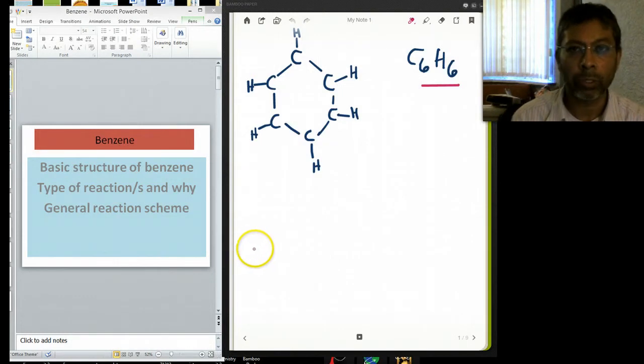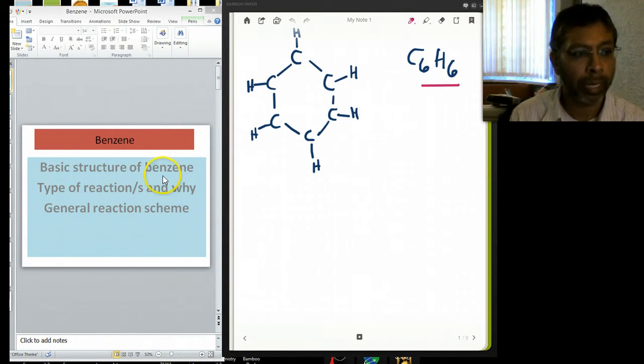Right, what we're going to do now is look at benzene and its reactions. We'll start off by looking at the basic structure of benzene, and then we'll look at the type of reactions that benzene undergoes, and we'll look at a general reaction scheme for the mechanism. Alright, so let's start off with looking at the basic structure of benzene.